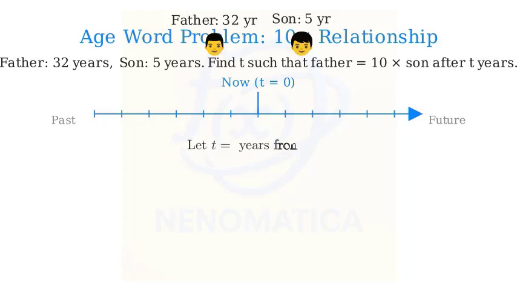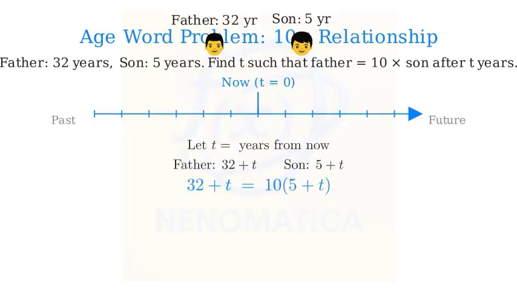Define the unknown. Let t be the number of years from now. After t years, the father's age will be 32 plus t, and the son's age will be 5 plus t. The condition says father's age equals 10 times son's age. That's our equation. Now solve step by step.